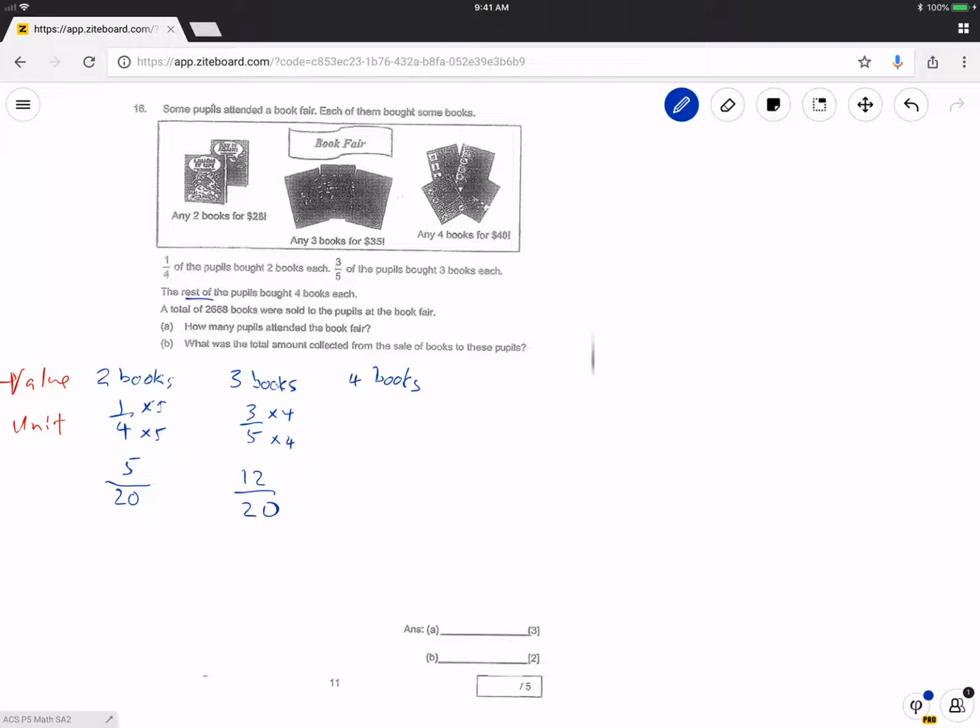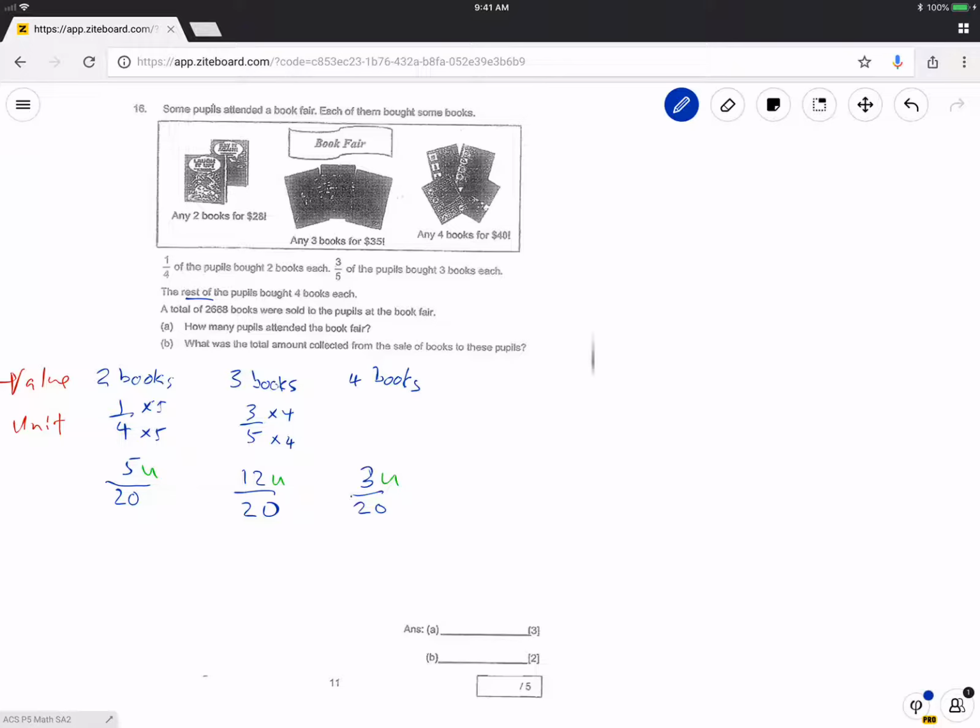Now if I take 5 plus 12, there's 17, so those people who bought 4 books has got to be 3 over 20, right? So to make it easier, I would call this 5 units, 12 units, and 3 units, because we can now compare all of them. Next.